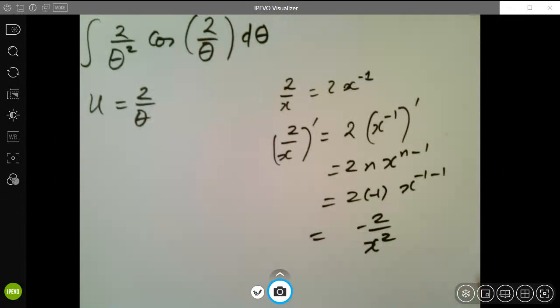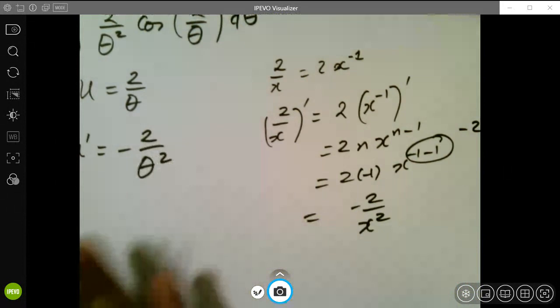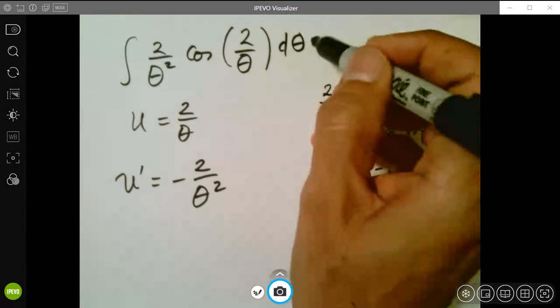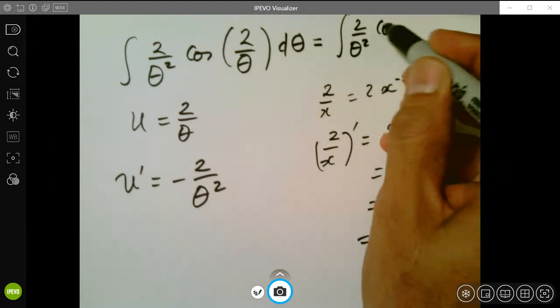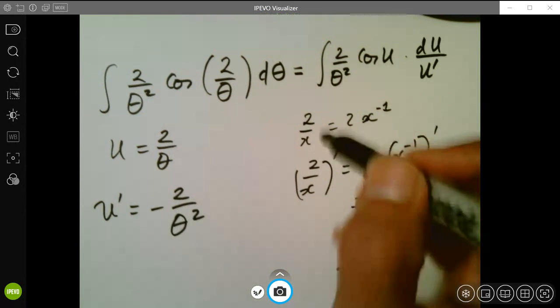This is negative 2, okay? Then you will get minus 2 over x squared. But now u prime is minus 2 over theta squared. Actually, the integrand becomes minus u prime. Again, d theta is du over u prime, and u prime is minus 2 over theta squared.